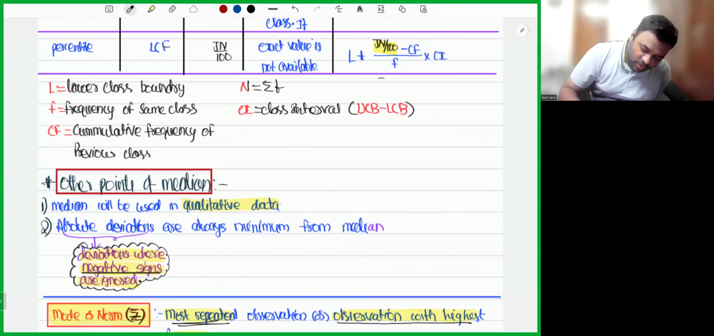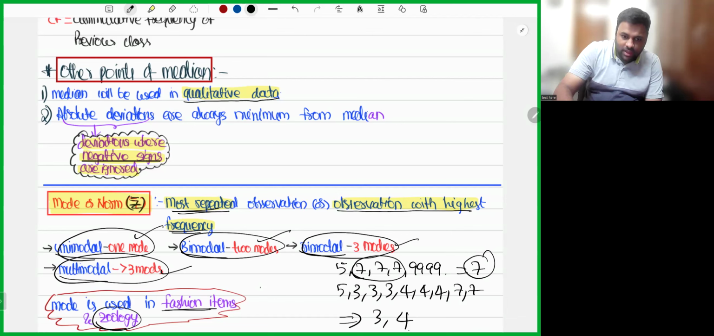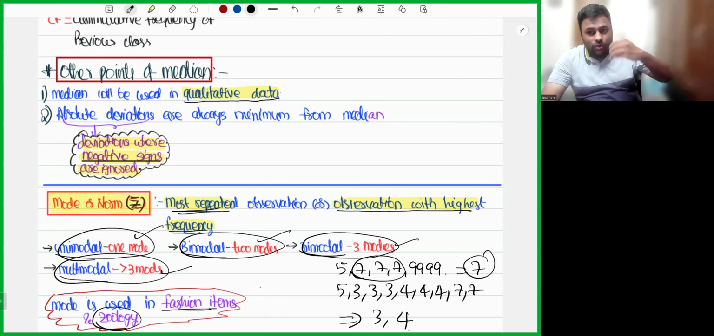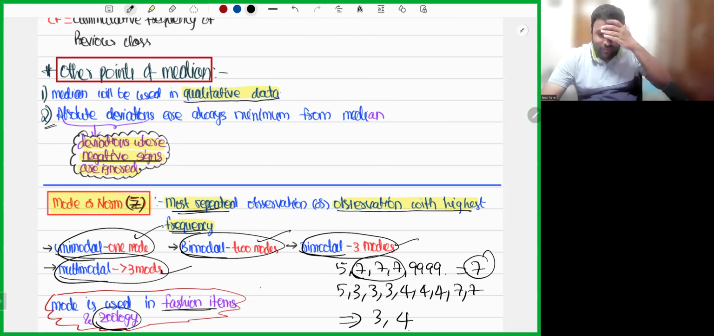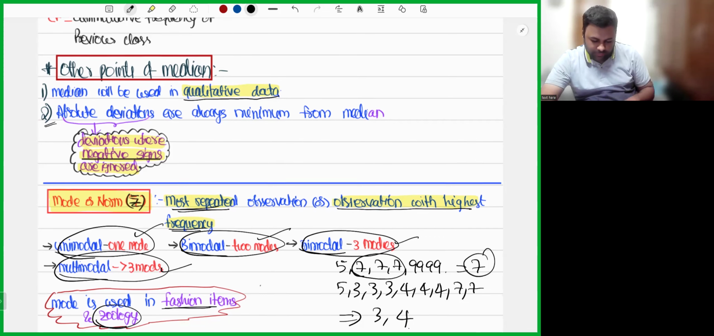Now see here everybody. Other points in median. What are the 2 other points? Median will be used in qualitative data. If you have any type of qualitative data, there you will go ahead and use median. We know where to use AM, GM, HM, where you will use mode, fashion items, or zoology. In the same way, where you will use median, qualitative data. Now, before discussing this point number 2, there is one point we have left in mean, right? We'll discuss that and then we will discuss point number 2. You will understand more clearly.